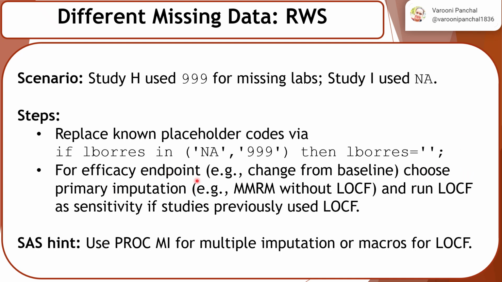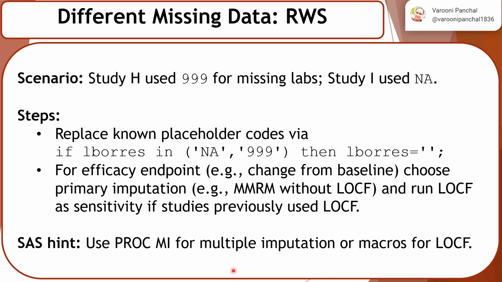Then for the efficacy endpoint, change from baseline, choose the primary imputation, whether to use MMRM without LOCF, or run LOCF as sensitivity if studies previously used LOCF. So the last observation carried forward, or the worst observation carried forward. These are the imputation methods you will generally use for the efficacy variables and efficacy parameters.